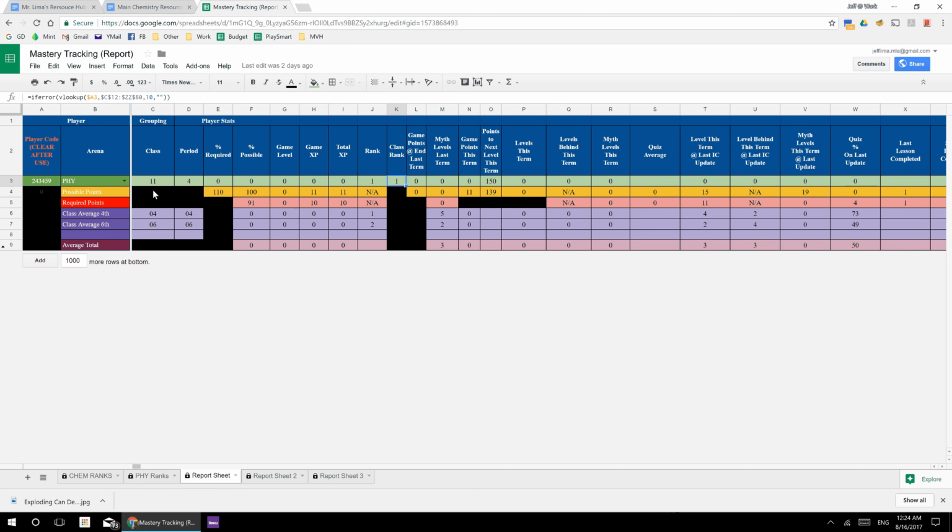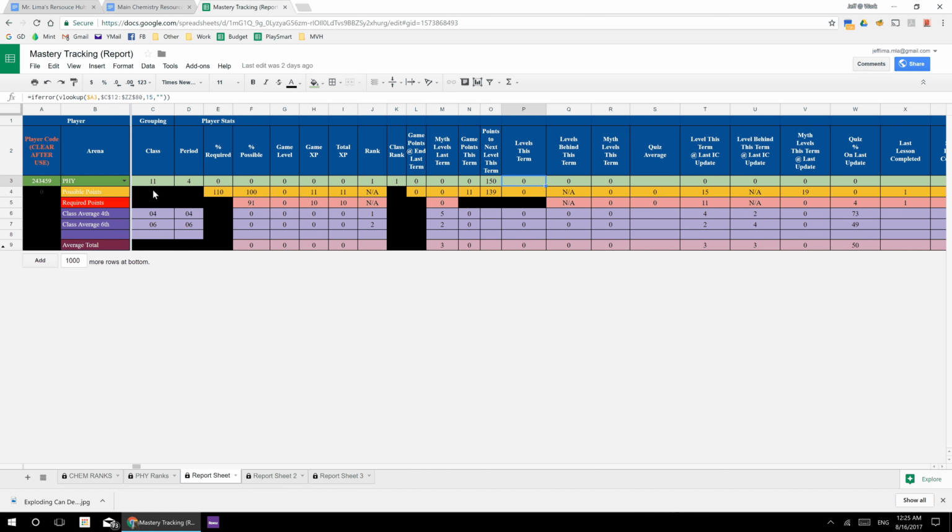Then you have how many points you have earned since the beginning of the last term. That matters because if you're in a year-long course, at the end of the semester we kind of reset the grades. Then you have the number of myth levels you have earned. Myth levels are bonus levels. Then you have the number of game points you have earned this term. It then tells you how many points you need to level up again, and how many levels you've earned this term only.